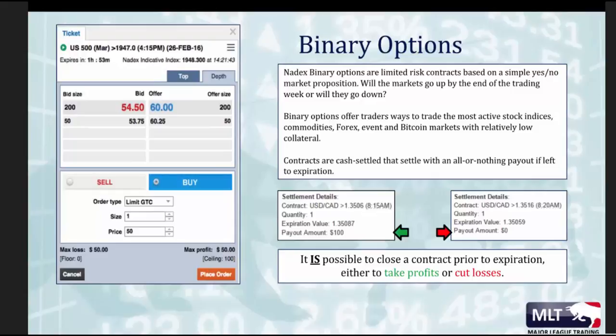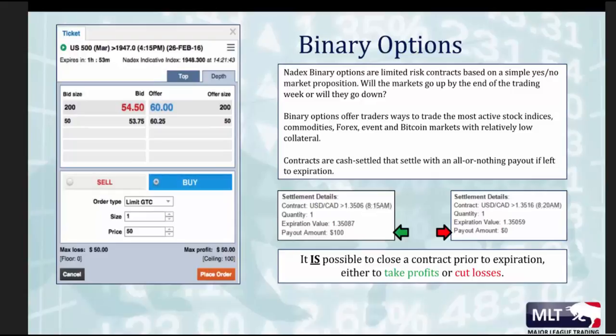Binary options are going to offer traders ways to trade the most active stock indexes, commodities, forex events, and actually even Bitcoin markets, believe it or not. So you can actually trade Bitcoin markets as well on this same platform. They're cash settled contracts that settle with an all or nothing payout if you leave them till the expiration.